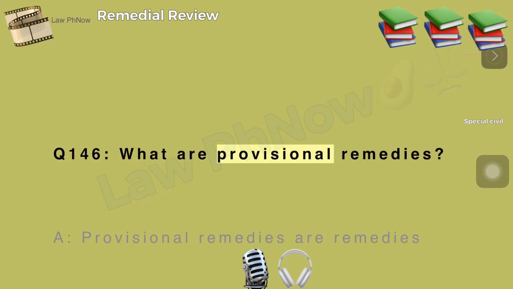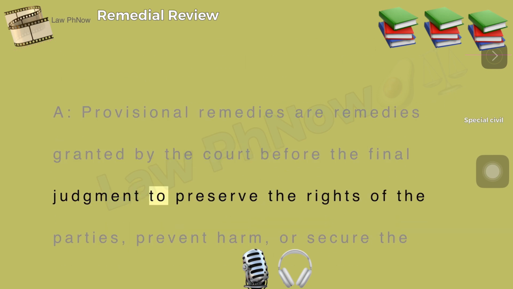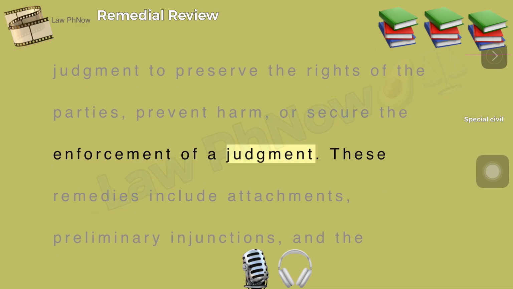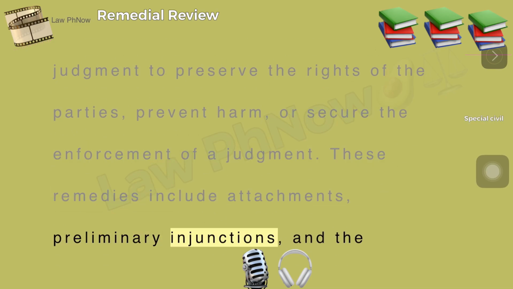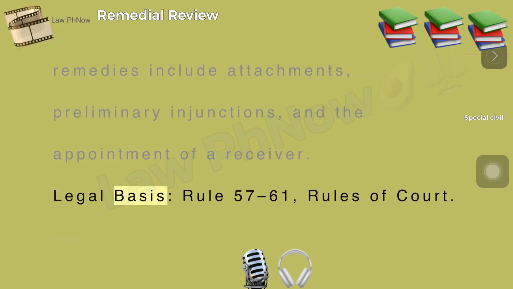Q146. What are provisional remedies? A. Provisional remedies are remedies granted by the court before the final judgment to preserve the rights of the parties, prevent harm, or secure the enforcement of a judgment. These remedies include attachments, preliminary injunctions, and the appointment of a receiver. Legal basis, Rules 57 to 61, Rules of Court.